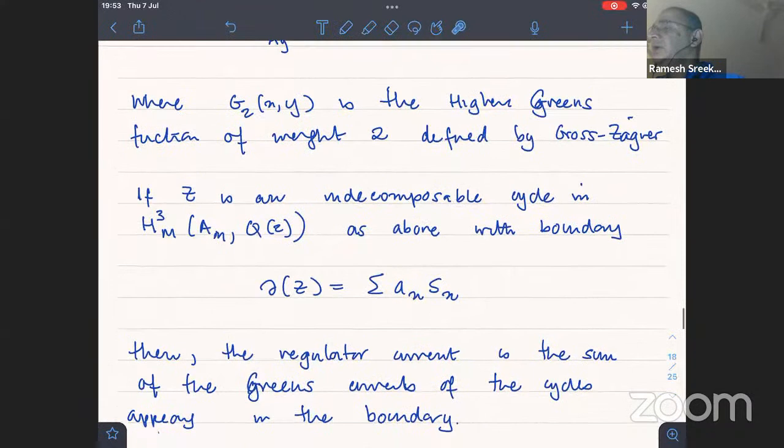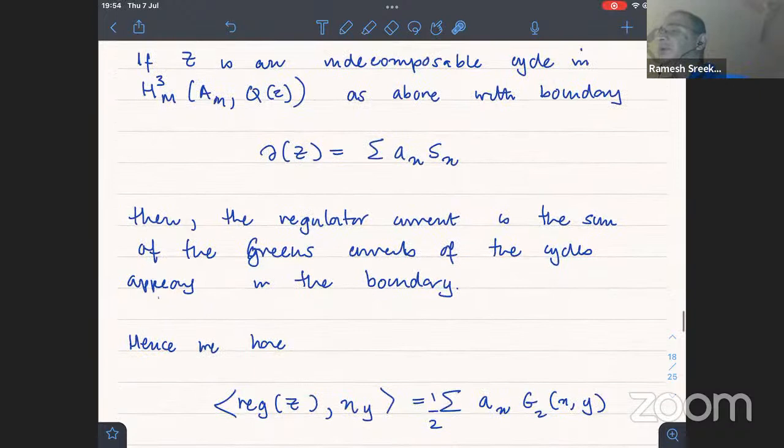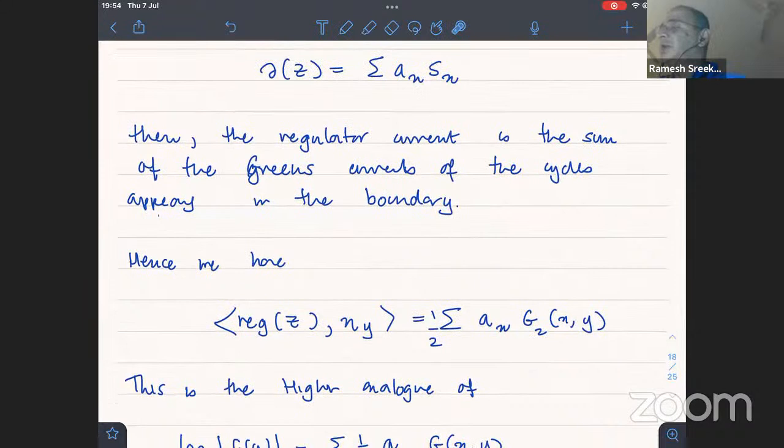So suppose you have an indecomposable cycle, and the boundary is some summation AX, SX, where AX is some CM point. Then it turns out that the regulator of this indecomposable cycle is a sum of the Green's current of the cycles appearing in the boundary. So the regulator of Z evaluated on this form eta y is half summation AX G2XY, where the boundary here is AX SX.